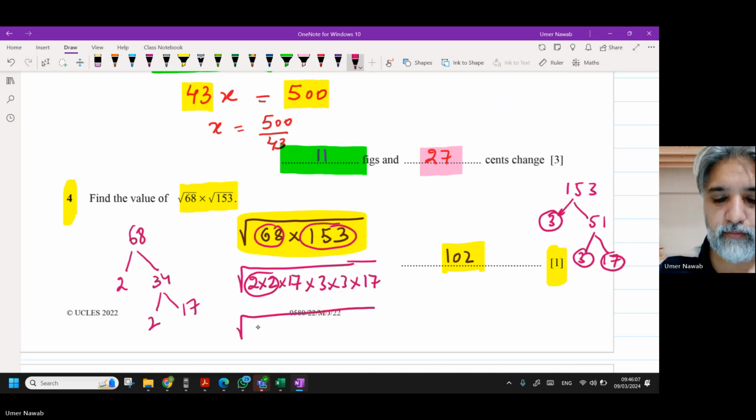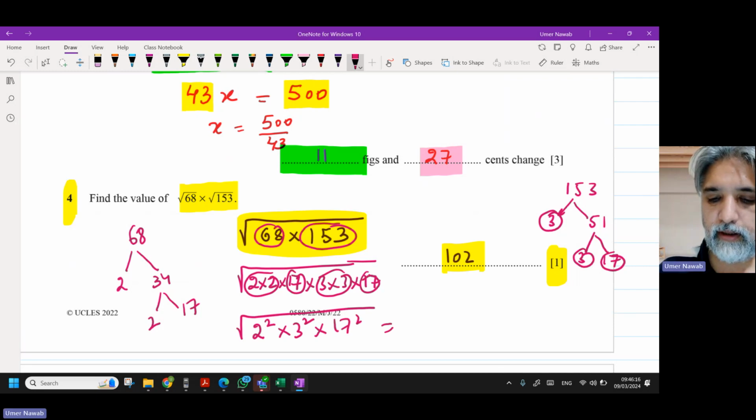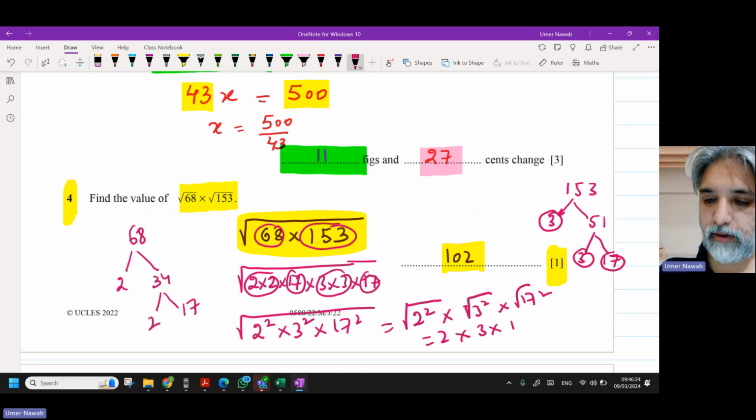I have one pair of 2, one pair of 3, and one pair of 17. Then guys, I can split the square root of 2 squared, the square root of 3 squared, the square root of 17 squared. So this becomes 2, this becomes 3, this becomes 17. And when I multiply them, guys, I will get 102. So look at the process in it.